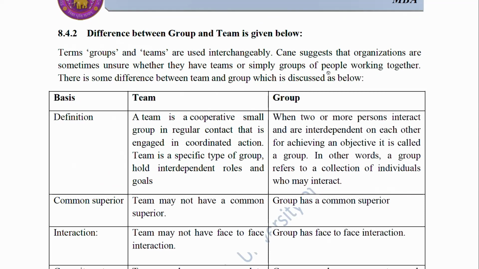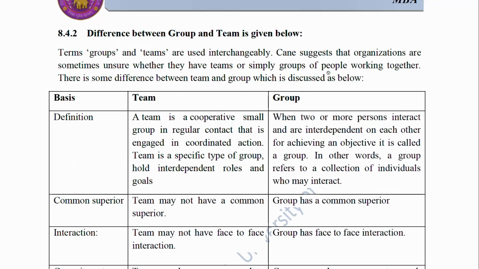8.4.2 Difference between group and team is given below. Terms groups and teams are used interchangeably. Keynes suggests that organizations are sometimes unsure whether they have teams or simply groups of people working together. There is some difference between team and group which is discussed as below.